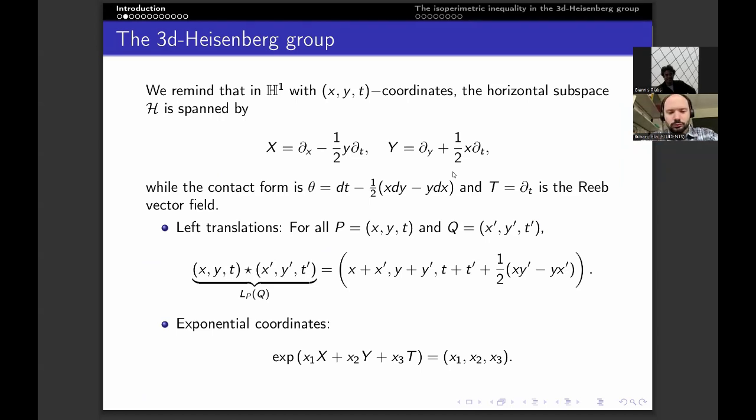And we also remind the formula for the left translations of our Lie group for two random points p and q is given by this formula here. And we also remind the exponential coordinates. We have the exponential map. So it takes a left invariant vector field from the Lie algebra, which is a combination of the orthonormal frame, x, y, and t. And the coordinates with respect to the orthonormal frame are called exponential coordinates.